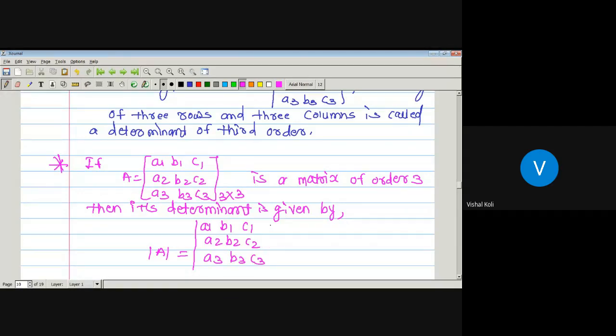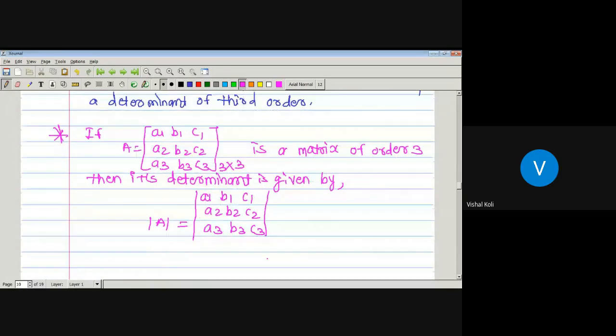Okay, so for a determinant we require a square matrix. If we have a square matrix, then we can easily find its determinant. Any square matrix has a determinant, but if a matrix is not a square matrix, then we can't find its determinant. So for a determinant, the matrix must be a square matrix.